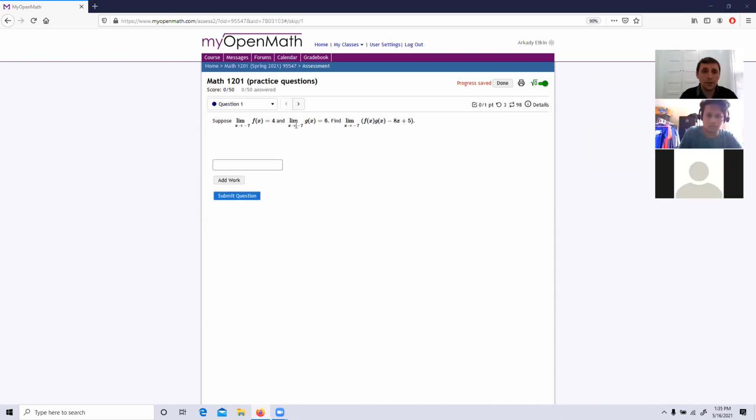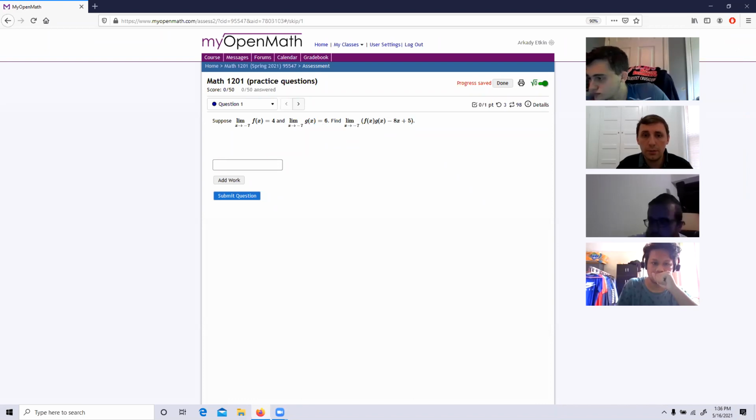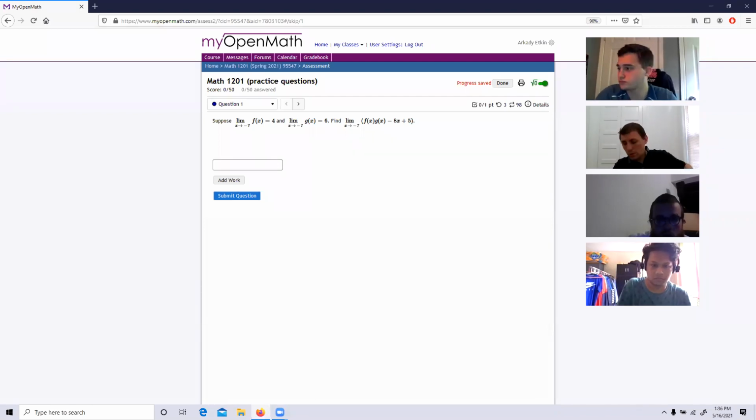All right, so here is the first question. The limit as x goes to -7 of f of x is 4, and the other one is 6. Then tell me, what is this limit? And we will also work on how to input information. You see, guys, you don't want to work harder than you have to. So you don't need to submit the answer. You might not need to solve anything.